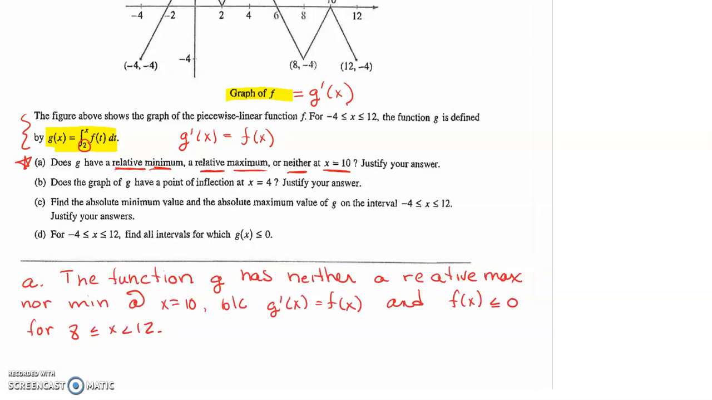I've written my justification very similar to the College Board. The function g has neither a relative max nor a min at x equals 10. So I got to state what's happening. And I have to make a connection right here in my justification, if I haven't in my answer space somewhere already, that g prime of x equals f of x. And this is where things can be a little different. f of x is less than or equal to 0 on the interval from 8 to 12. So that covers both sides of 10. We also know that there is no sign change for g prime at x equals 10.